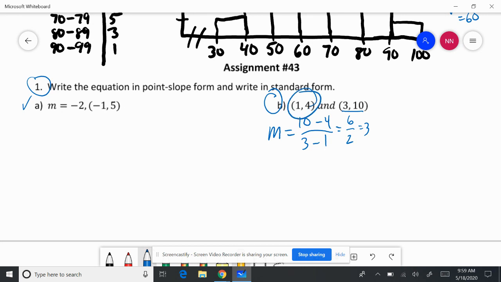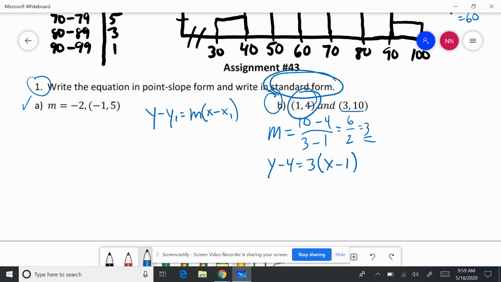Then we're going to pick one of the points. I always like to pick the easier one. (1, 4) to me seems a little bit easier. So I'm going to go y minus 4 equals 3, that's my slope, and then x minus 1. Just in case you forgot, this is my point-slope form. And instead of slope-intercept form, we're putting it in standard form. Standard form is going to look like this. Remember that our x's and y's are on one side, our constant values on the other. And these are never fractions or decimals, and our a value is always positive.